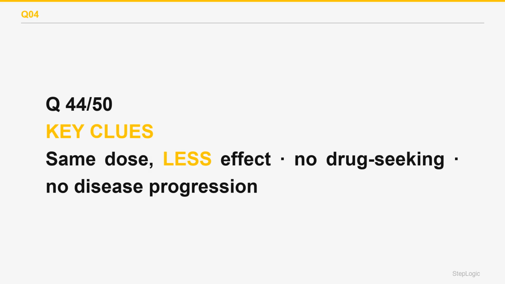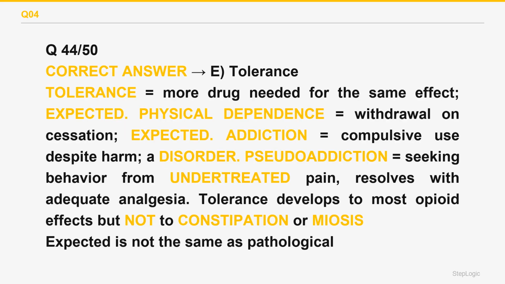Physical dependence is a separate expected phenomenon, a withdrawal syndrome on abrupt cessation. Addiction is a behavioral disorder of compulsive use despite harm, and it is explicitly absent here. Choice B names a real concept, pseudoaddiction, apparent drug seeking that resolves once pain is adequately treated, but it does not describe diminishing effect. The correct answer is E.